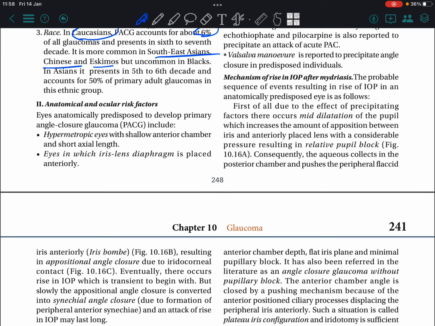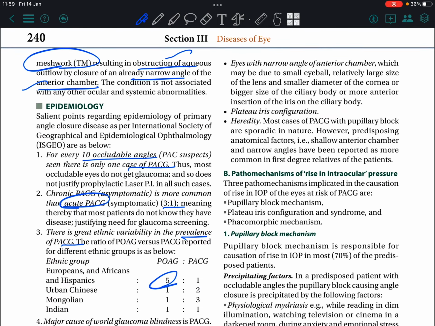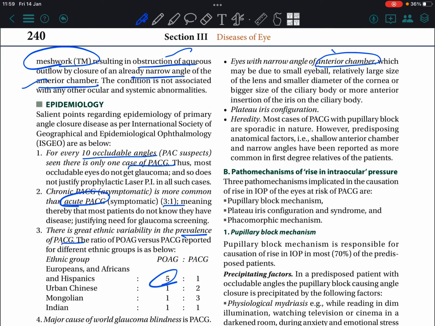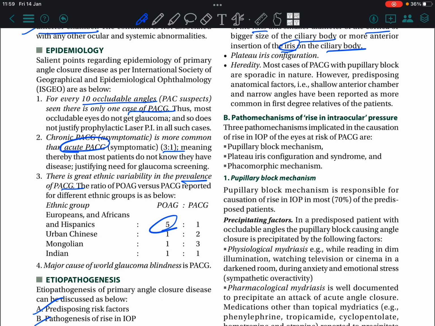Anatomical and ocular risk factors: hypermetropic eyes with shallow anterior chamber, short axial length, eyes in which the iris lens diaphragm is placed anteriorly, eyes with narrow angle of anterior chamber, which may be due to small eyeball, relatively large size of lens, smaller diameter of cornea, or bigger size of ciliary body, or more anterior insertion of iris on ciliary body. Plateau iris configuration.